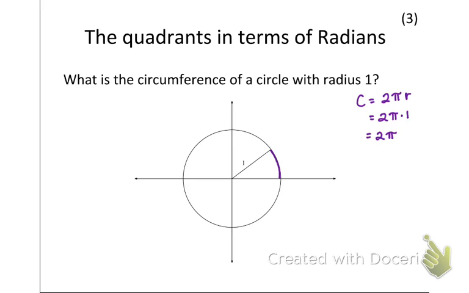We also know that 1 radian is going to be a length of 1. So in order to figure out the number of radians in a circle, we're going to take our entire circumference, which is 2 pi, and divide it by the length of 1 radian, which is 1. And therefore, we get 2 pi radians. We can shorten that to rad. So there are 2 pi radians in a full rotation.